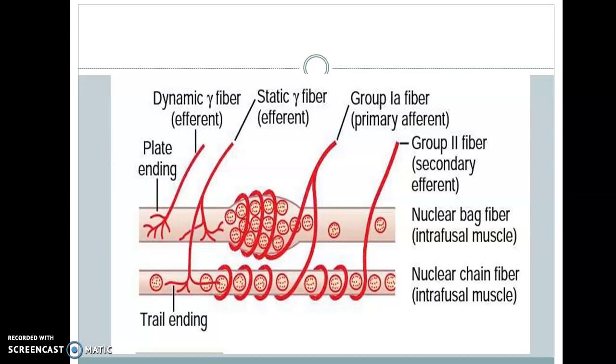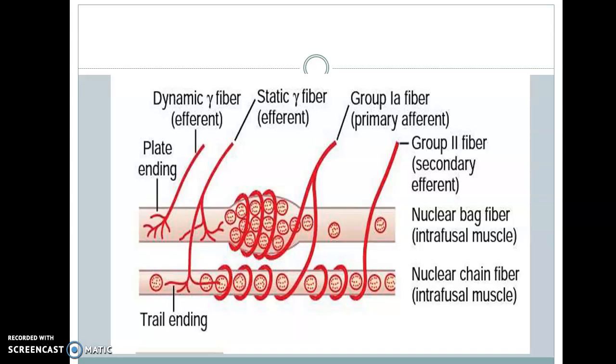Coming to the figure again, this is the figure only of the intrafusal fibers. One is the nuclear bag-like structure, and the second one is the nuclear chain, a chain-like structure. Now concentrate on the innervations. The primary group A fibers will be supplying both nuclear bag fibers as well as nuclear chain fibers. But the secondary has innervation only to the nuclear chain fibers. These things you have to remember.